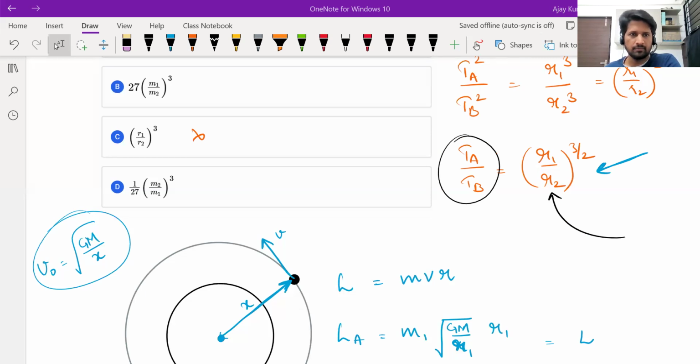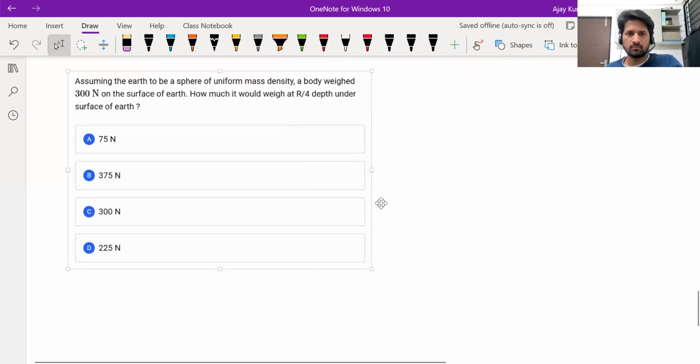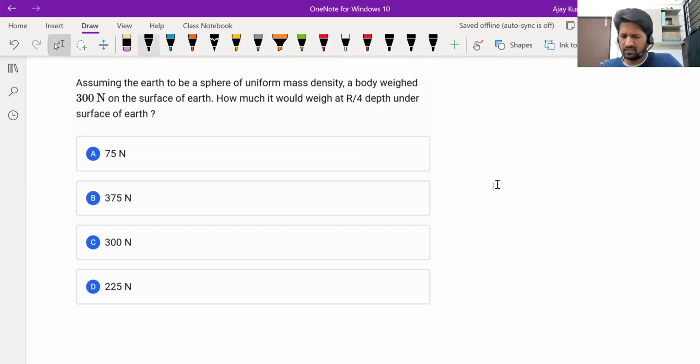Okay, next problem. Try this. I'll remind you what it is based on. They're asking you to consider the Earth as a sphere. A body weighed 300 Newton on the surface of Earth, meaning on the surface of the planet, its weight is this much. How much would it weigh at R by 4 depth under the surface of Earth?